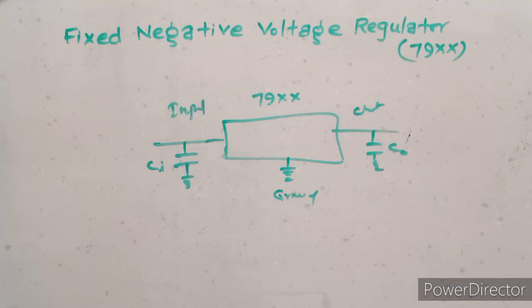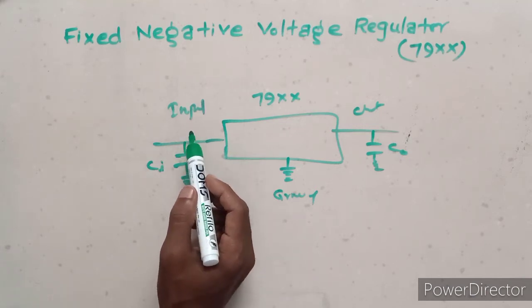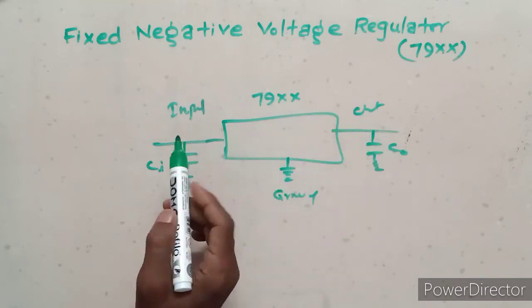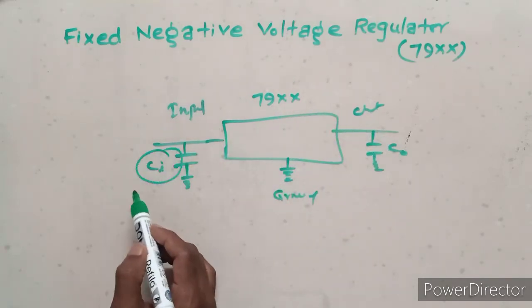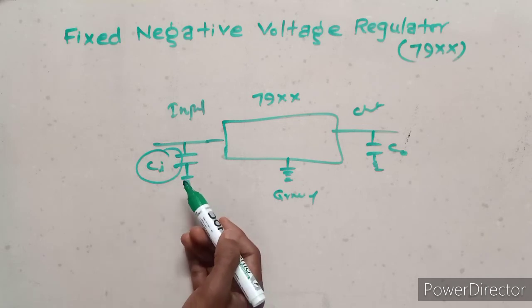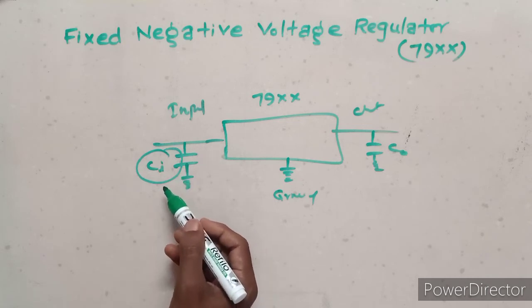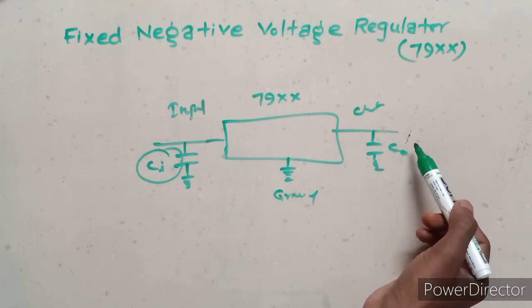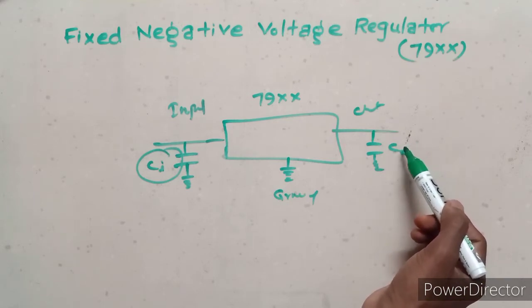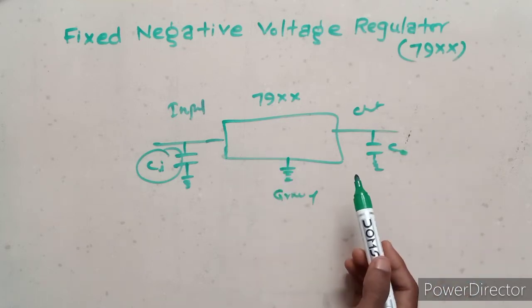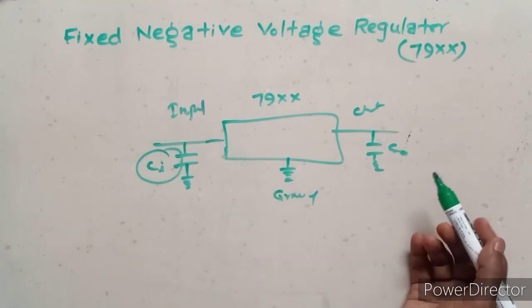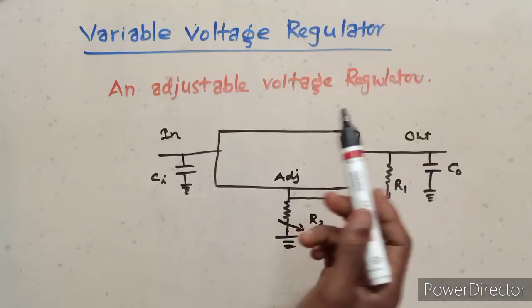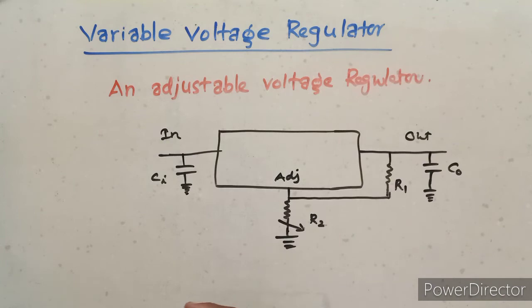In both the fixed positive and fixed negative voltage regulators, the input capacitor Ci is used to prevent unwanted oscillations, and the output capacitor C0 acts as a line filter, so it improves the DC voltage purification.